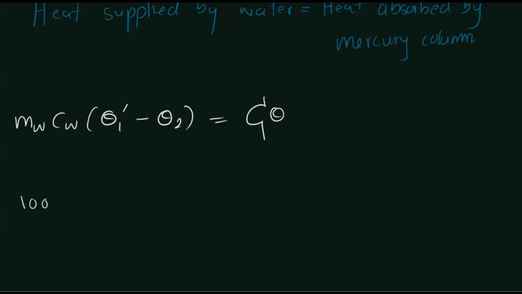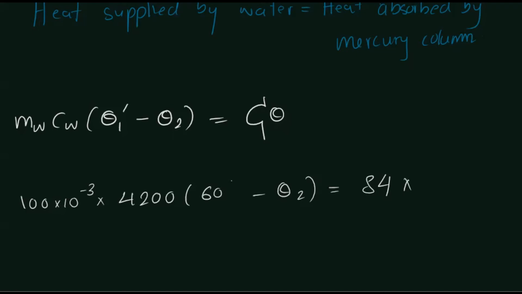Mass of water column is 100 grams, right? I will write it in kilograms. So this is 4,200, and theta 1 dash is what? 60 degrees minus theta 2. C is what? 84. Okay, sorry, m c theta.